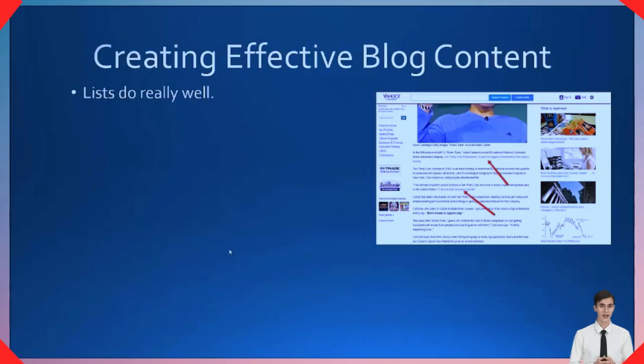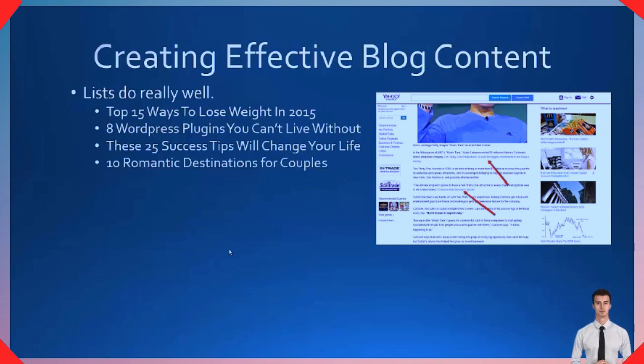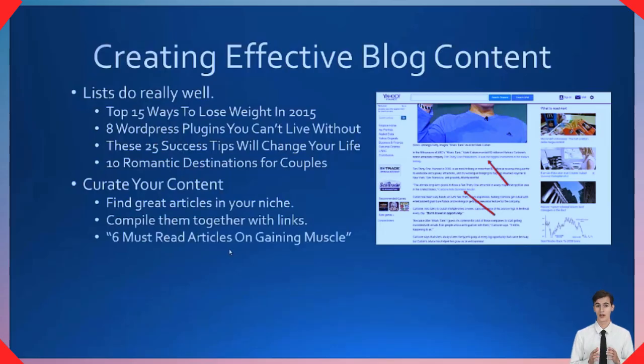Here are some ideas for creating effective blog content. What you can see here is that lists do really well. For example, the top 15 ways to lose weight in 2015. 8 WordPress plugins you can't live without. These 25 success tips will change your life. 10 romantic destinations for couples. Then you could also do things like curating content. That's where you find great articles in your niche and compile them together with links. For example, 6 must-read articles on gaining muscle. You could do a post called that, find 6 really good articles about gaining muscle, and then share that out there.